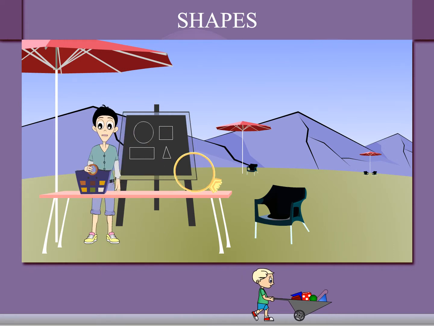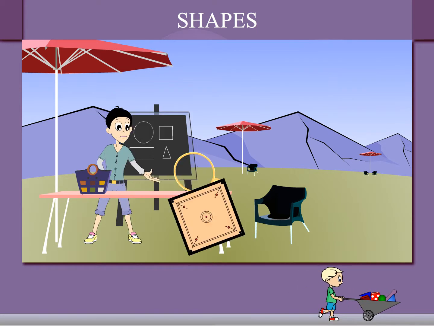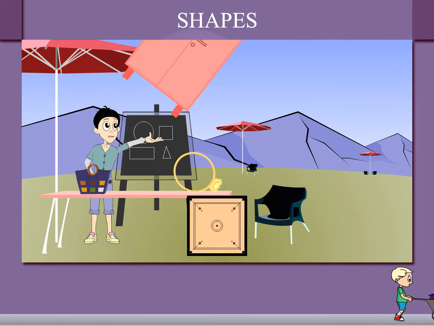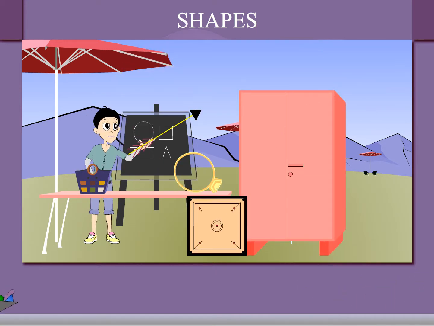He draws out a finger ring. Then he pulls out a carom board. He now pulls out an almirah and finally an arrow.